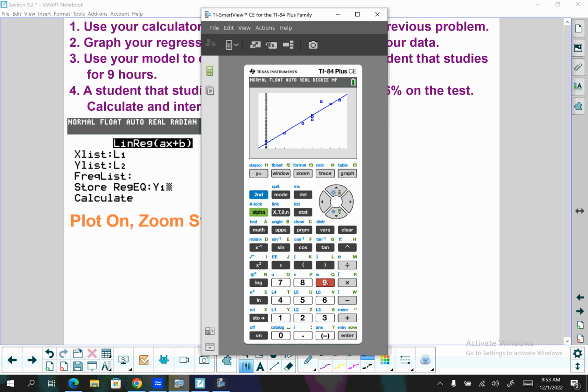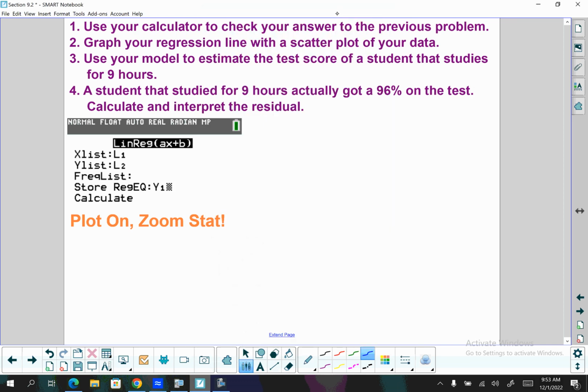Calculator? All right, last 2 questions that are on this slide. It says, use your model to estimate the test score of a student that studies for 9 hours. So that 9 hours, is it an X or a Y? It's an X. Okay, so you need to know what to plug it in for. So what was our slope?